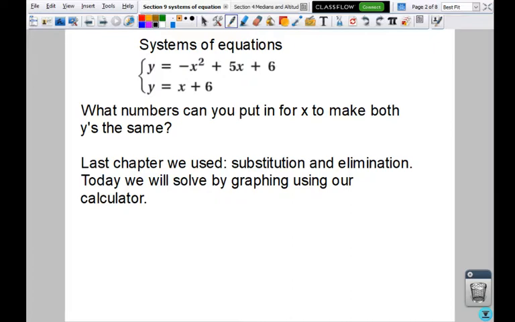So I want to know what numbers we can put in for both x and y to make both of these the same. Or what number can we put in for x to make both y's the same? We basically did this last chapter with substitution and elimination. We're just going to be using Desmos today, except our answers are going to be a little more complicated. So I'm going to get Desmos going and type in both of these equations: negative x squared plus 5x plus 6, and x plus 6.